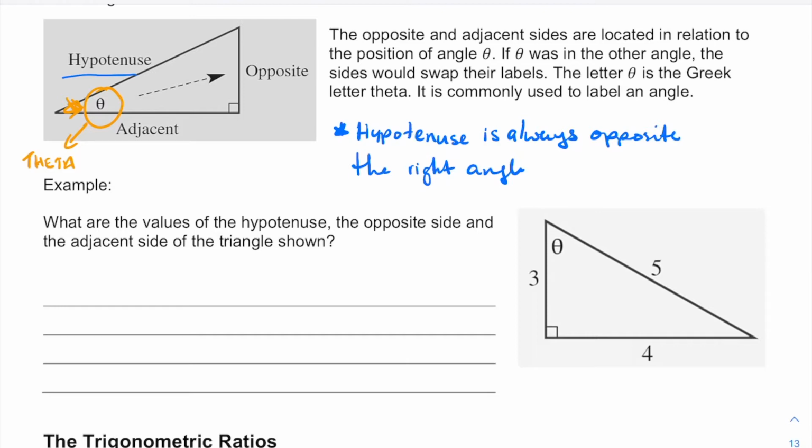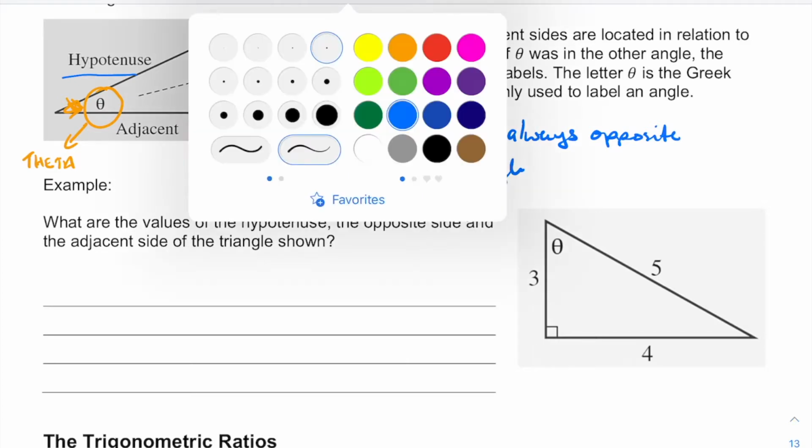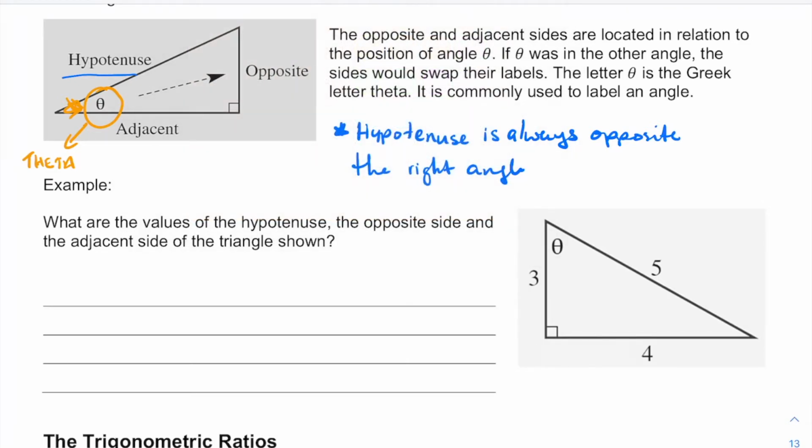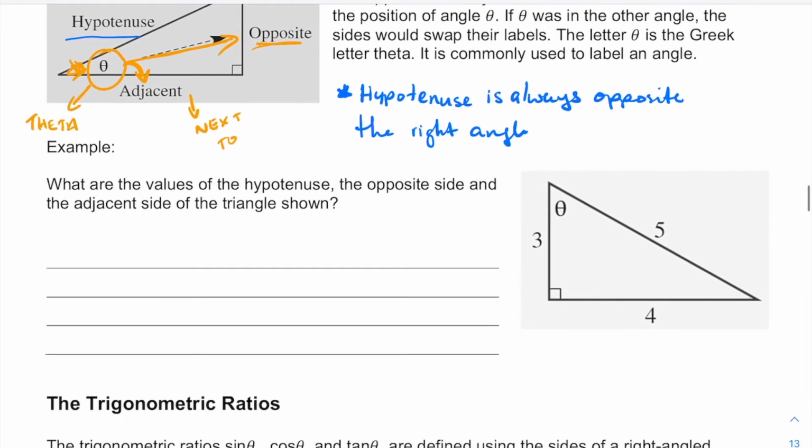However, the other two sides will change their names depending on which angle we're using. So we're using this angle down in this bottom corner. Across from it, directly across, is the opposite side, and then adjacent is next to. So adjacent means quite literally next to. Okay, so let's look at a quick example.